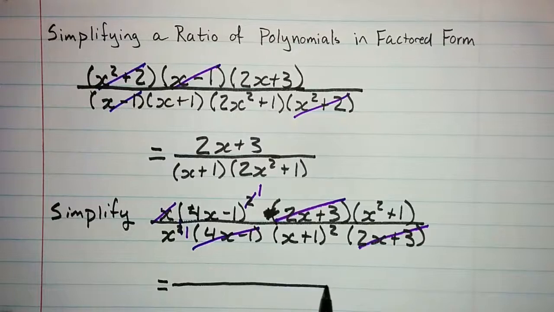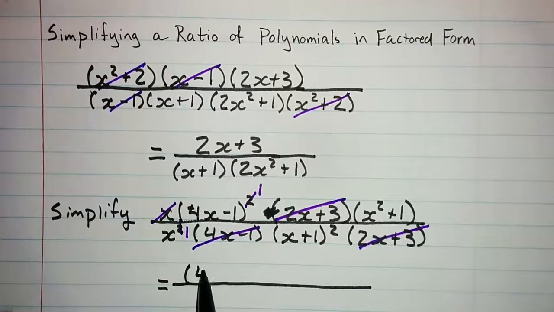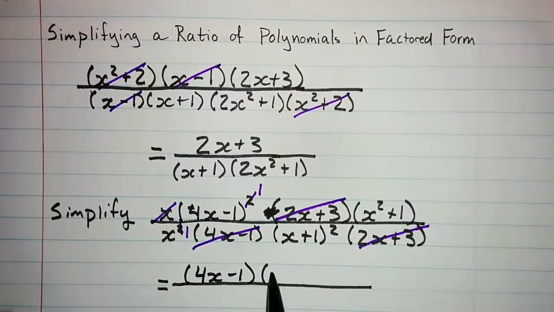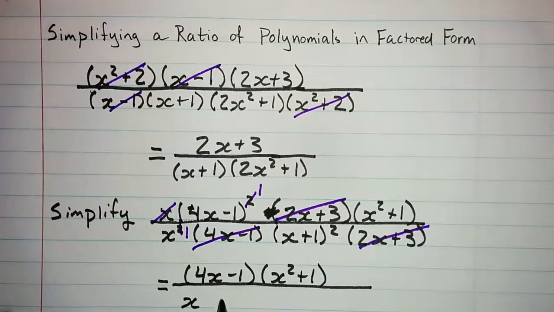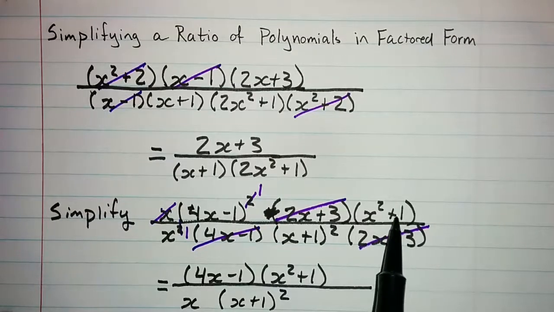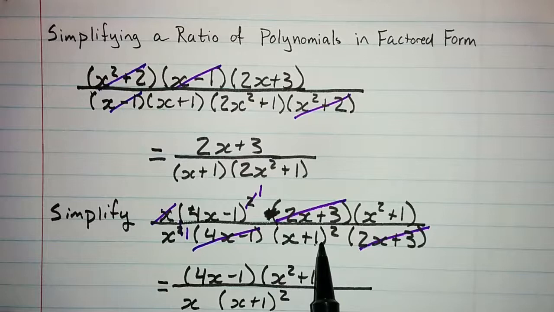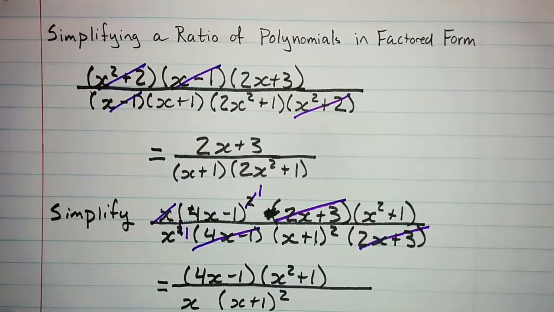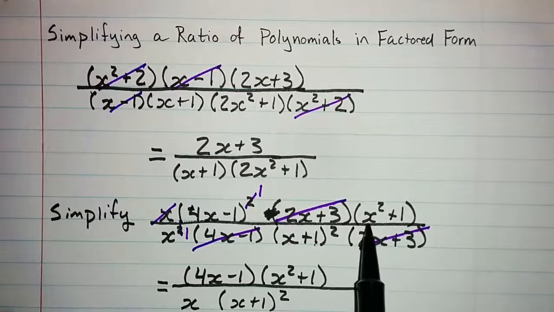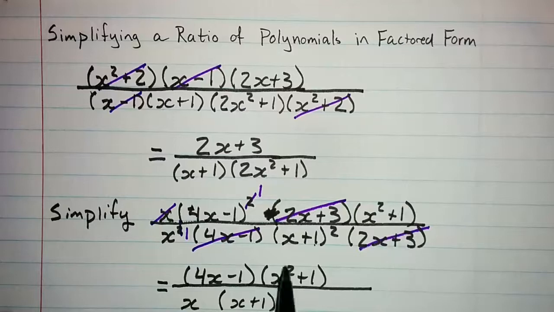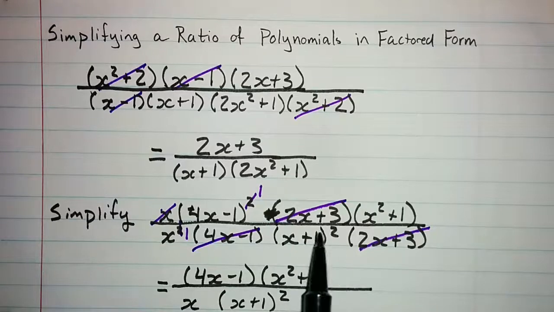So what do we find? In the numerator we still have a 4x minus 1 times x squared plus 1. In the denominator we have an x times x plus 1 all squared. Notice that x squared plus 1 and x plus 1 all squared are completely different polynomials, right? For example, if we plug in x equals 1 here, this is just 1 plus 1 is 2. If we plug in x equals 1 here, 1 plus 1 is 2, and then we square it to get 4. Completely different polynomials.